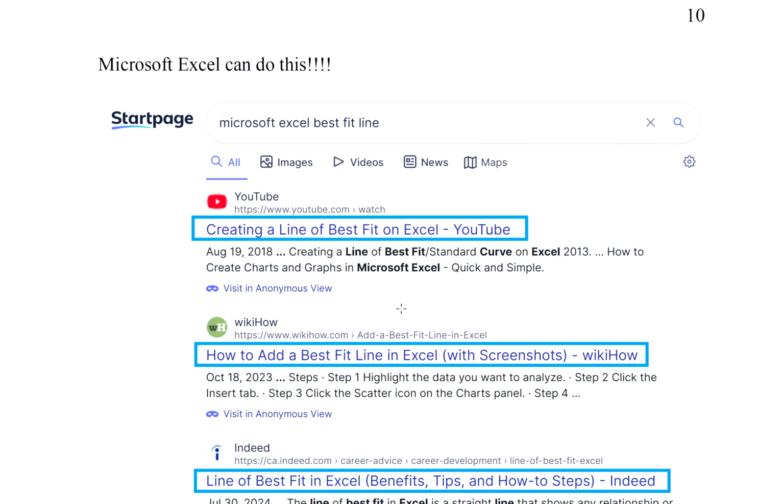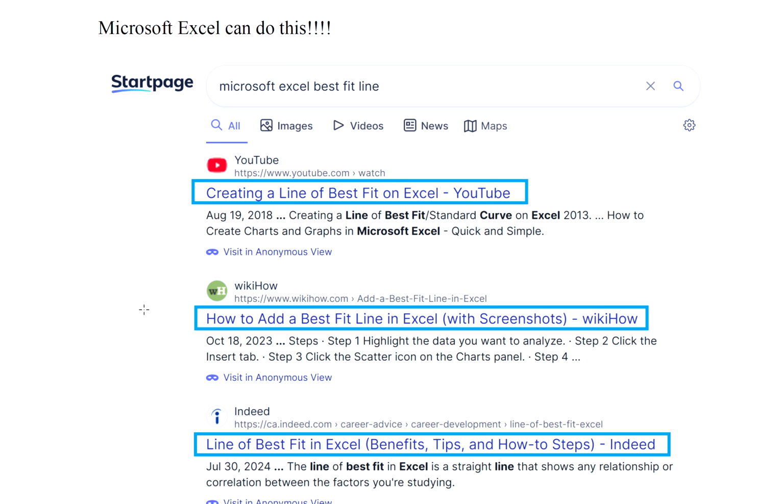And great news, Microsoft Excel can make a best fit line. You can go to any search engine like startpage.com, type in Microsoft Excel best fit line, and there are many websites which teach you how to draw one. There are many websites which tell you how Microsoft Excel can give you a best fit line.